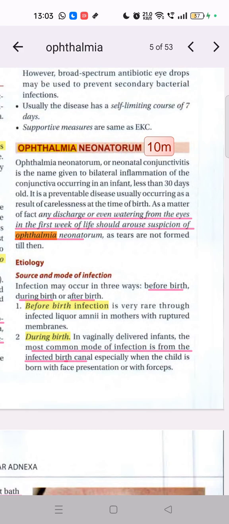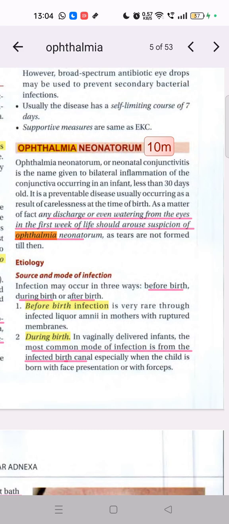What is Ophthalmia Neonatorum? It is bilateral inflammation of conjunctiva in an infant less than 30 days old. If there is bilateral inflammation of the conjunctiva in an infant, it is known as ophthalmia neonatorum. Okay, we can remember it by CON, cone, conjunctiva, ophthalmia neonatorum.